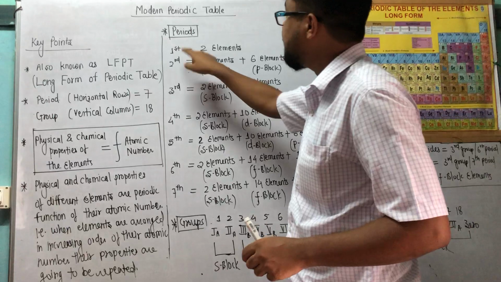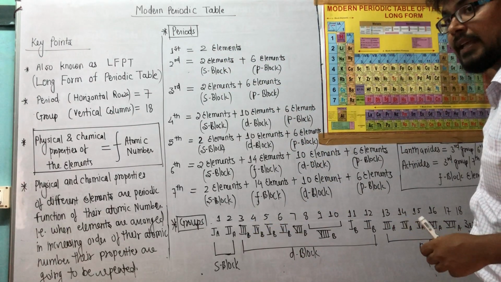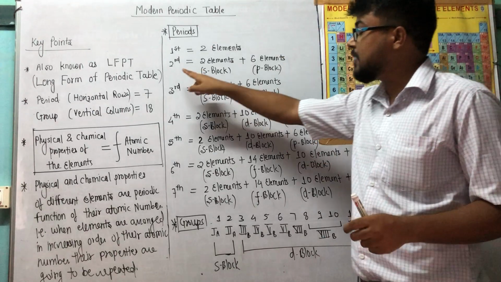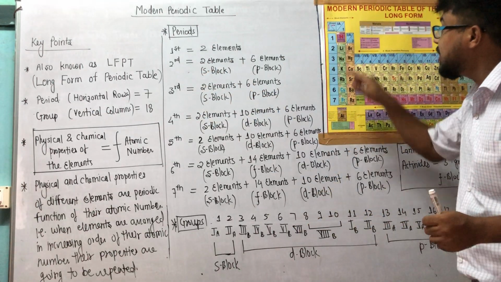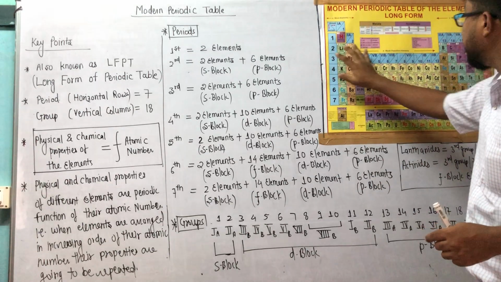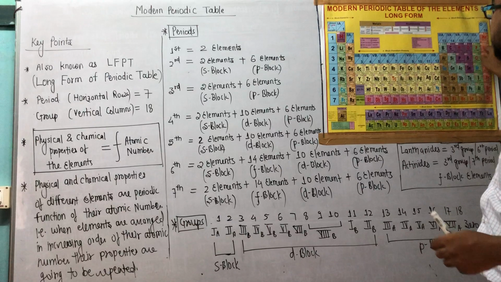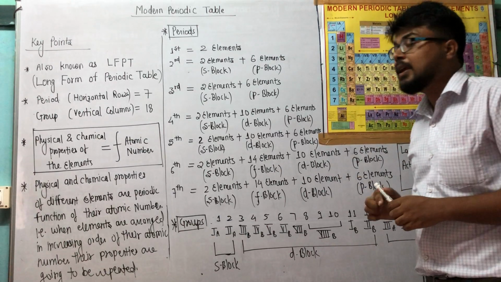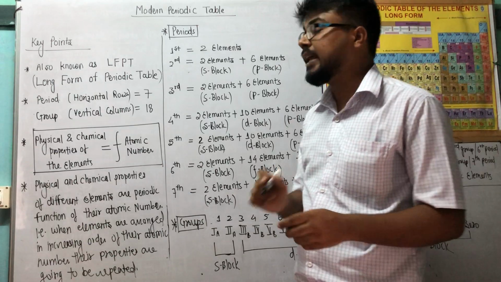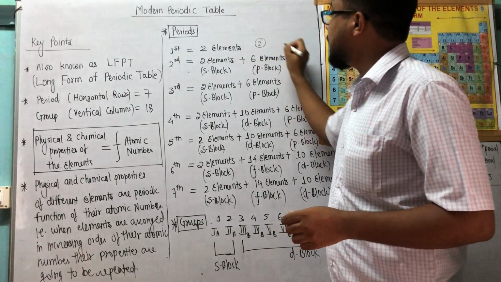In the first period there are 2 elements, hydrogen and helium, correct? In the second period there are 2 elements plus 6 elements. How? 2 elements from this side and 6 counted here: 1, 2, 3, 4, 5, 6. So it is 6 elements plus 2 elements, meaning in the second period the total number of elements is 8.